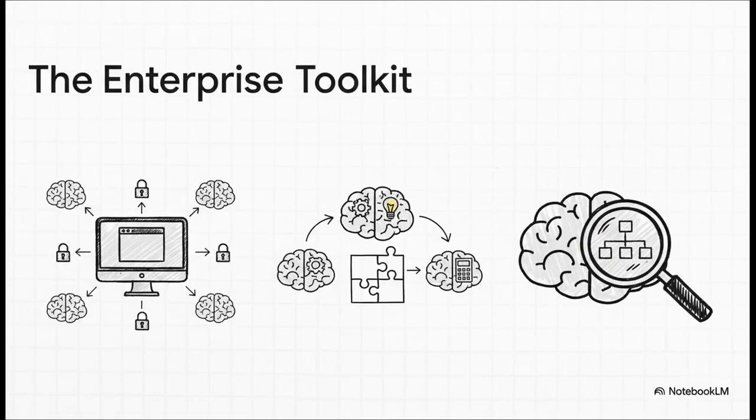The full Enterprise Toolkit has a few other key parts. Models get connected to apps through secure APIs, which are like controlled gateways. You can also build multi-agent systems, where a whole team of different AIs work together on a problem. And, super importantly, we use something called explainable AI, or XAI. These are tools that help us understand why a model made a particular decision, which is absolutely critical for building trust.